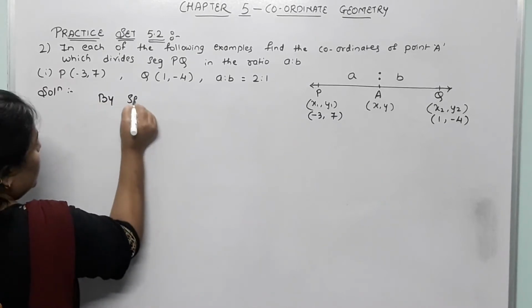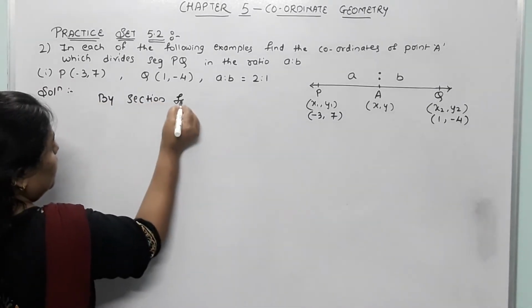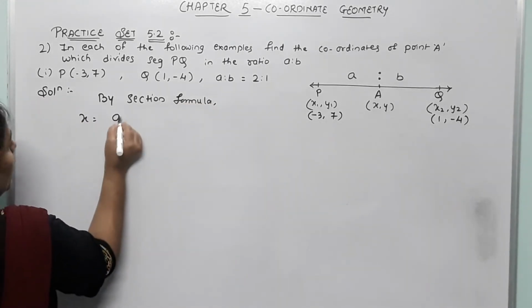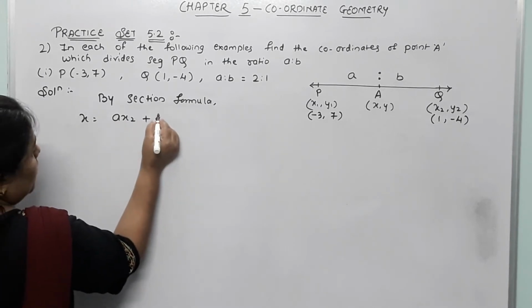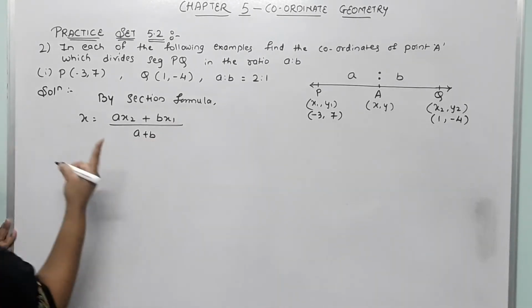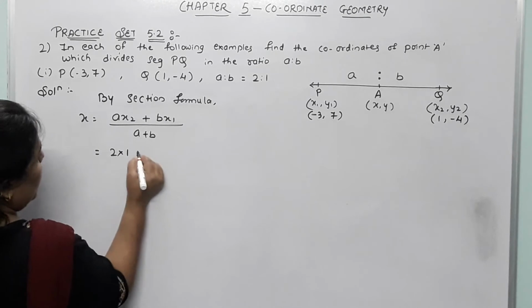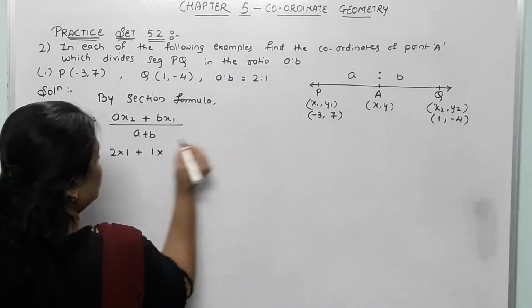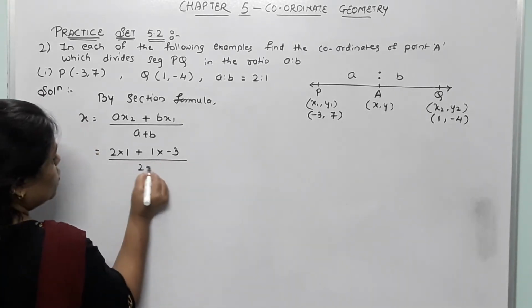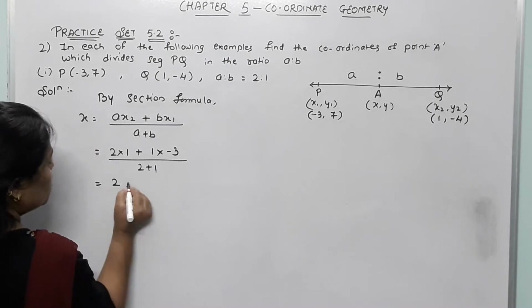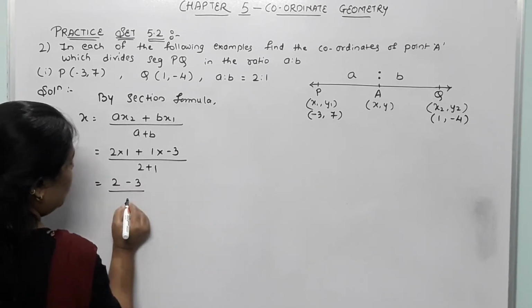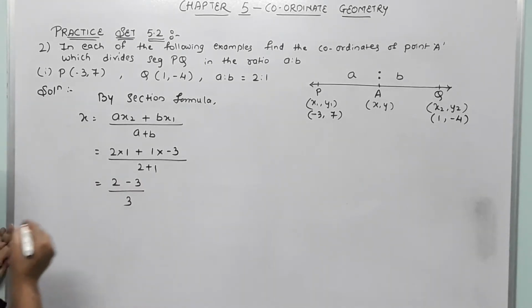By the section formula, x equals ax2 plus bx1 upon a plus b. Now what is a? 2, and x2 is 1, and b is 1 into x1 which is minus 3, upon a plus b, meaning 2 plus 1. Now here 2 ones are 2, plus 1 into minus 3, so it will be minus 3, upon 2 plus 1 which is 3.